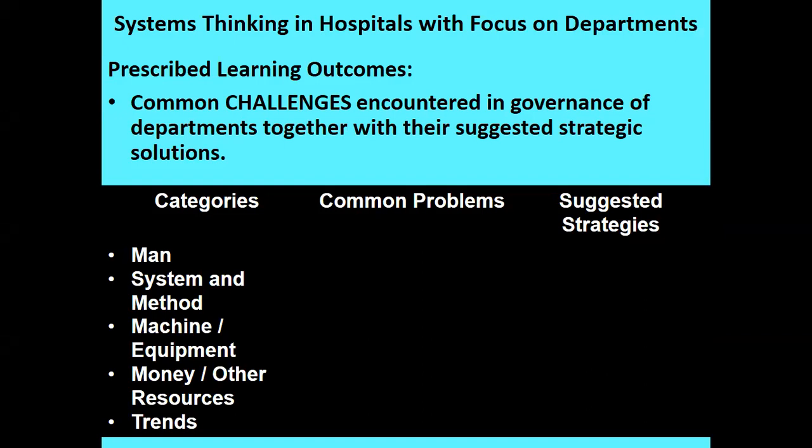So let's now go back. Let's now go to, okay, this is the last learning objective: common challenges encountered in the governance of departments together with their suggested strategic solutions. The challenges can be in at least five categories: man, system and method, machine and equipment, money and other resources, and trends in the hospital industry, healthcare, and medical sciences.